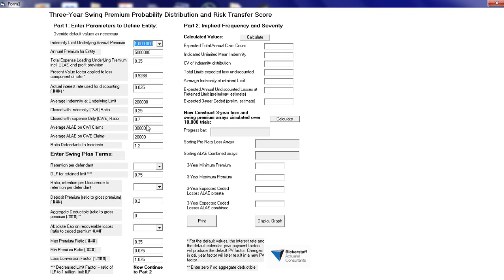Now, some reports producing a beginning rate level may only have one average for all loss expense. In that case, put the same one in both of those boxes. Now, this last item here is important because many swing plans, in fact, many excess of loss plans in general, will state that the retention may be different for a single defendant incident compared to a multiple defendant incident. For example, the terms may say that for two or more defendants, the retention for the ceding company, the new captive, will be twice what it would be for a single defendant.